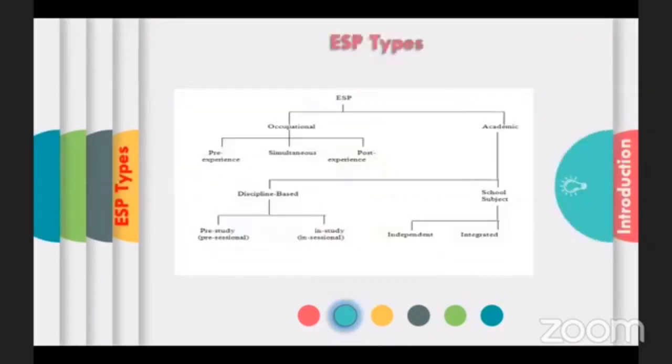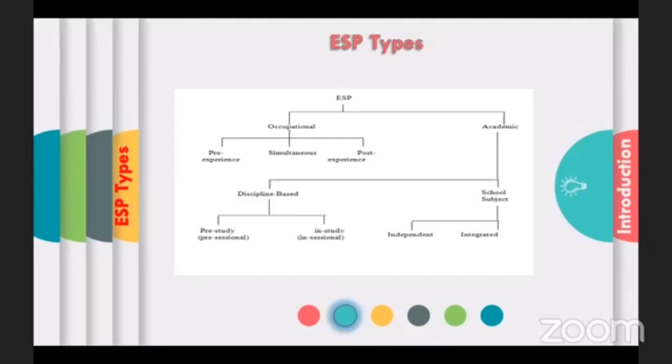Now, this is the chart or the map of Strevens. It's not mine. It's divided into occupational and academic. Now, it's school subject, integrated, independent. What does integrated mean? The subject matter is taught in English. Independent, like what's going on in Algeria and Turkey. All non-English departments are teaching subject matter, but English is not ESP. Most of the time it's EGP, but it's independent. It's not integrated like the case of EMI, which is English as a medium of instruction.